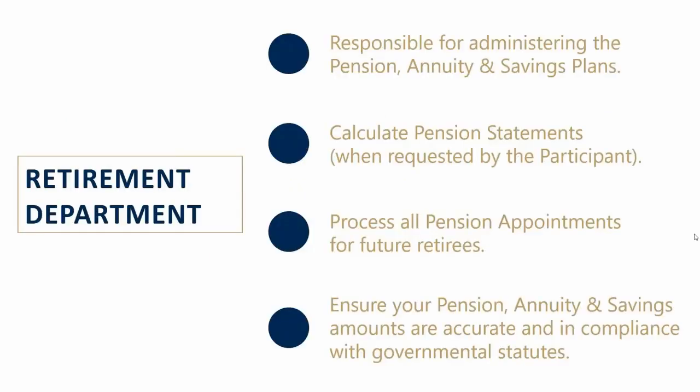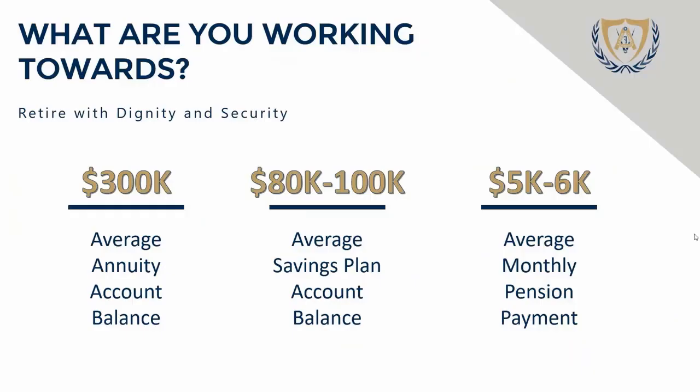The retirement department, now what do they do and how do they fit under the umbrella of the fund? Well, one, they're responsible for administering the pension, the annuity, and the savings plans. They calculate all of your statements, including your pension statement, when they're requested by the participant. They process all of the paperwork for future retirement appointments. And most importantly, they ensure that your pension, annuity, and savings amounts are accurate and in compliance with government statutes.